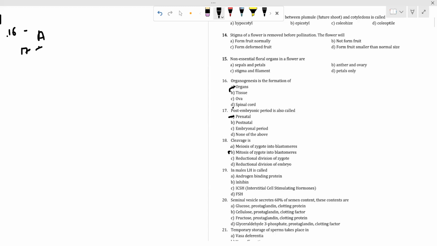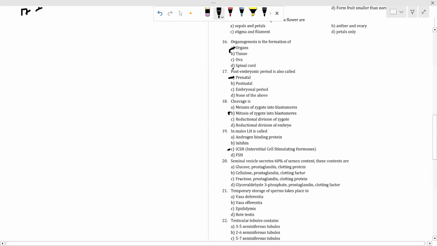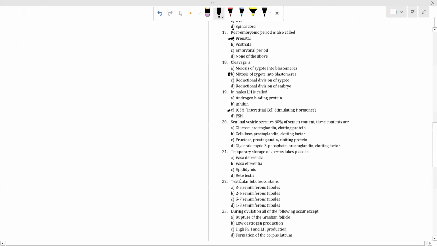Then comes the 19th question. In males, LH is called. LH is luteinizing hormone, right? In males, it is called ICSH, interstitial cell stimulating hormone. It works like LH in females, where secondary sexual characters are produced.